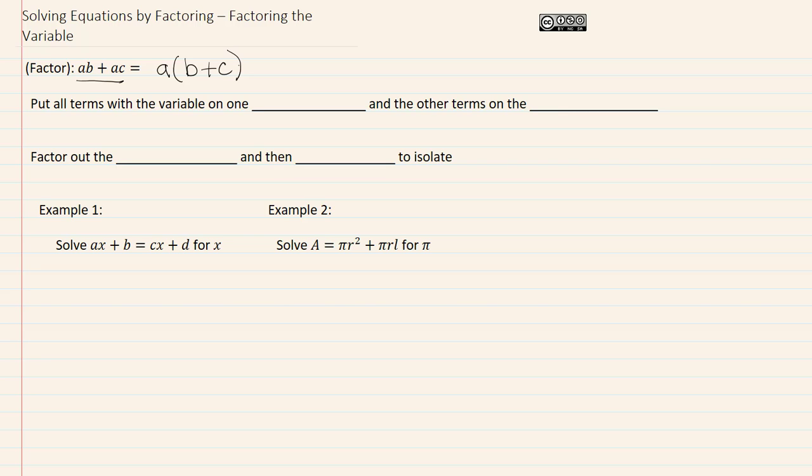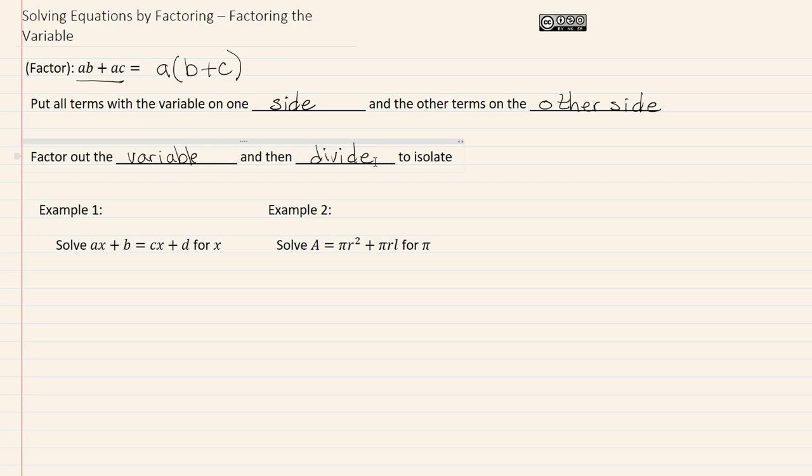So one of the strategies for solving when we have a formula is to put all the terms with the variable that we're solving for on one side of our equal sign and all the other terms on the other side. Factor out the variable and then divide to isolate the variable.